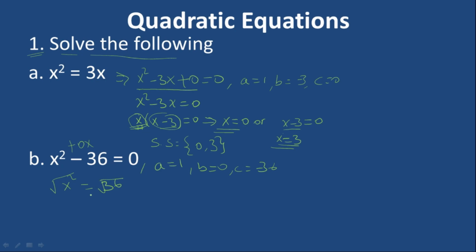Yes, take the square root. So from this, x is equal to plus or minus the square root of 36. The square root of 36 is 6, so either x is equal to minus 6 or x is equal to 6. So our solution should be negative 6 comma 6. If you put the value of x as either negative 6 or 6, this equation becomes true. So this is the way of solving.